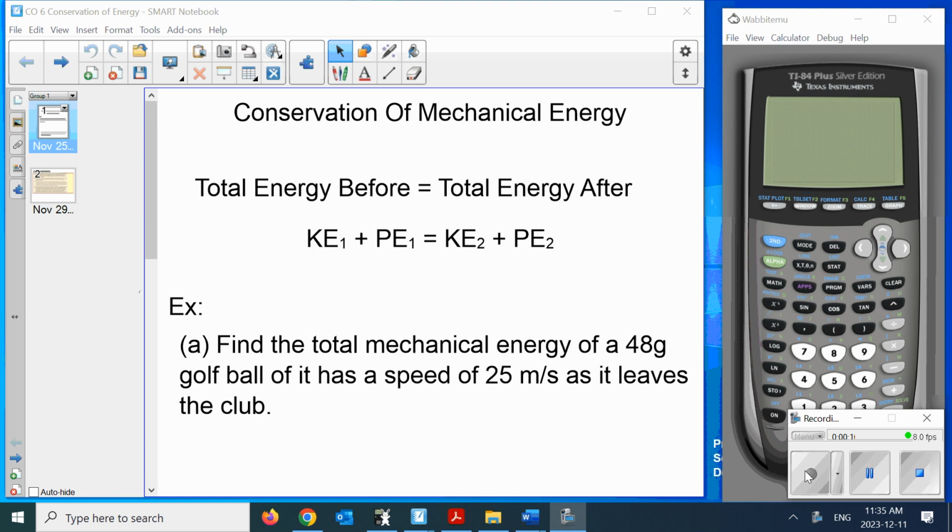Today we went over the momentum assignment for the small one-page quiz, two sides of the paper. And we finished up our activity on kinetic energy and potential energy, and that leads us right into conservation of mechanical energy.